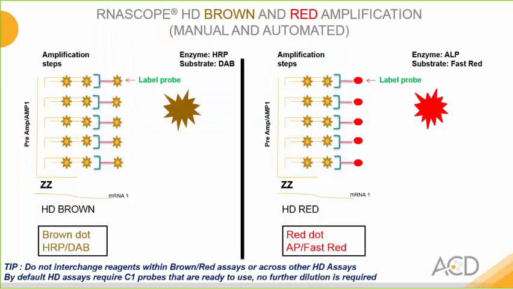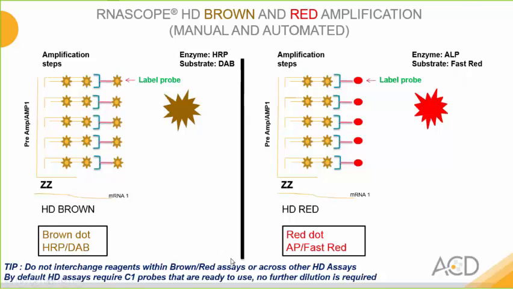Okay. So let's take a closer look at the amplification schematics. The amplification cascade starts with the pre-amplifier binding to the tail sequence of the double Z probe pair, followed by the amplifier and label probe binding. The label probe is conjugated with either HRP or the AP enzyme. So by reacting with a DAB substrate or a fast red substrate, a brown or red color is developed. So a few points to note.